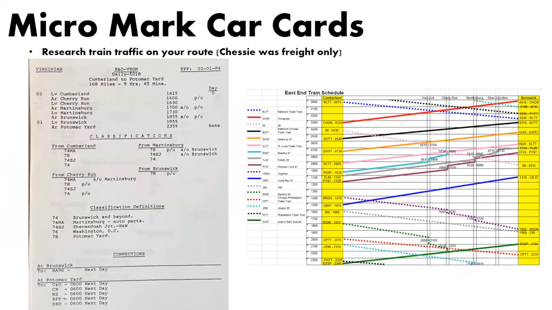Okay. So, shifting gears a little bit from car cards, let's understand how the traffic on your route is routed.